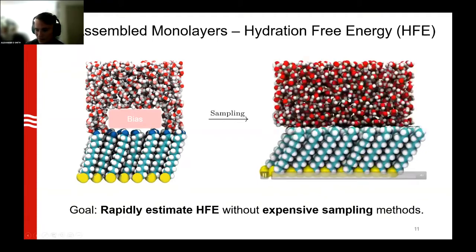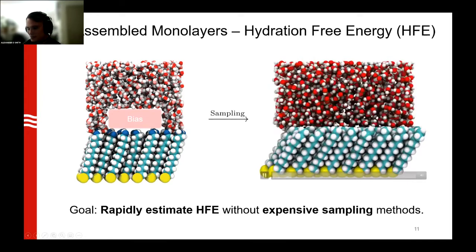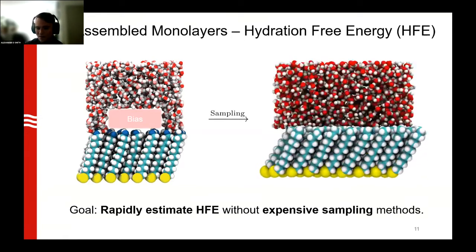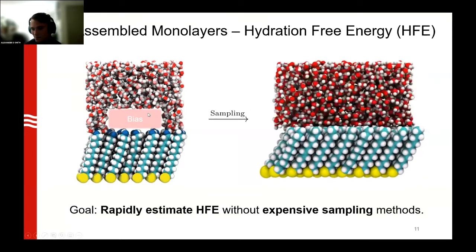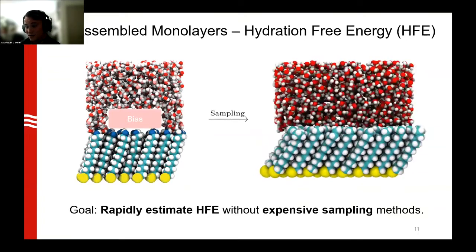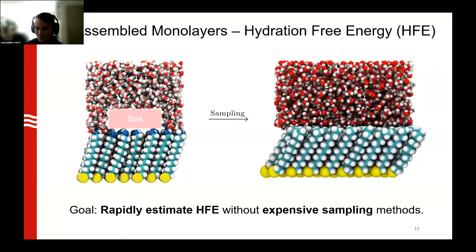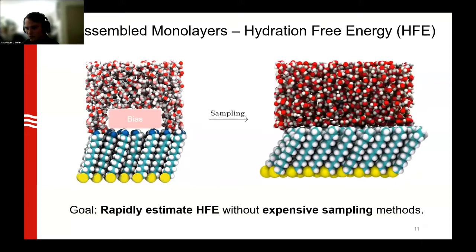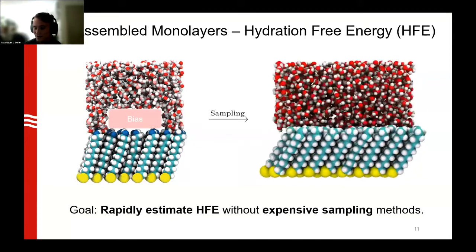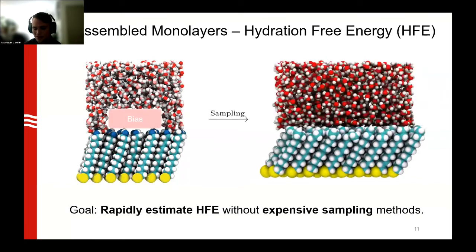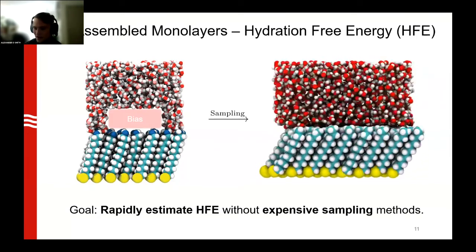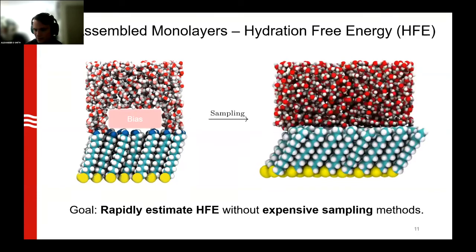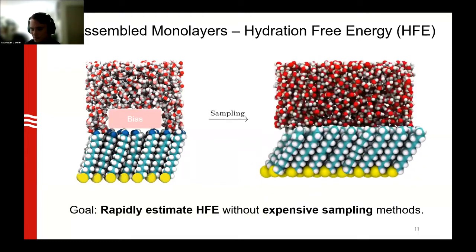But as you can see on the right, these simulations are very packed with water, because we're simulating this self-assembled monolayer against a bulk interface of water. So the probability that this large volume is going to contain almost 0 molecules is going to be very, very low. In order to obtain that information, we have to do really computationally expensive sampling methods, where we run these simulations for really long times to get a sampling of these low probability events. That's a bottleneck in quantifying the hydration-free energy of these systems. So our goal here is to rapidly estimate this hydration-free energy without this expensive sampling method.